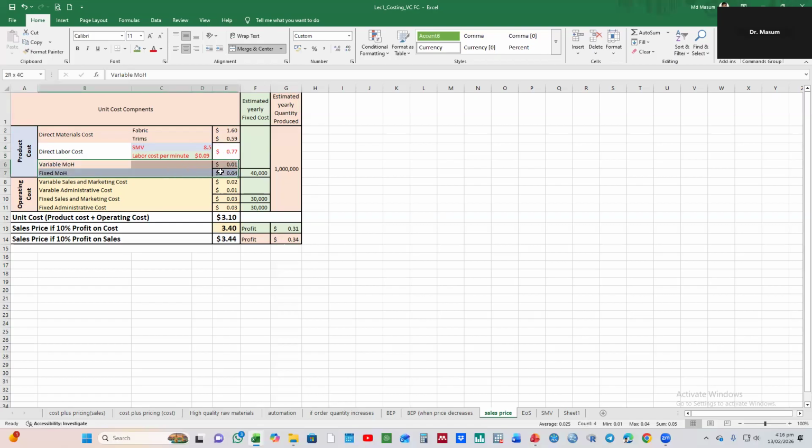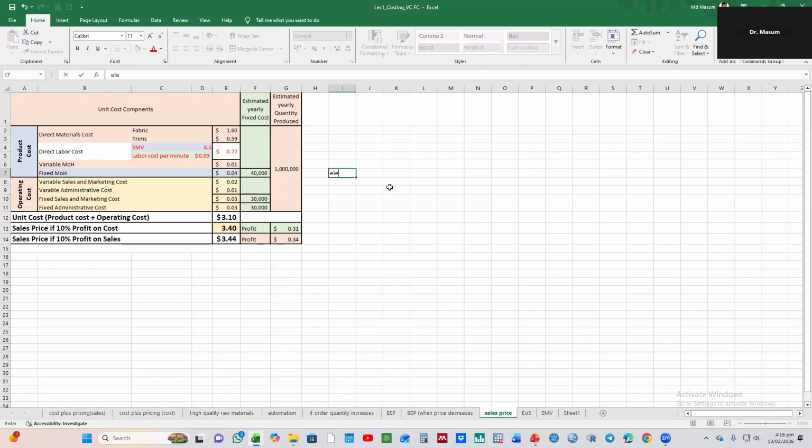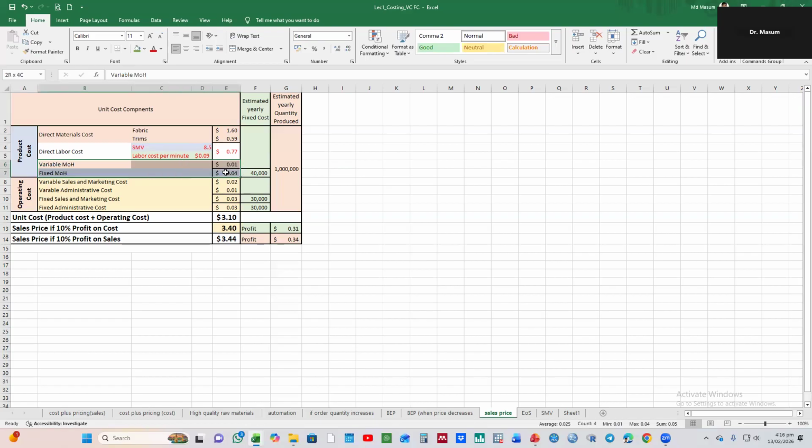And manufacturing overhead includes, for example, depreciation, utility bill, etc. So your manufacturing overhead cost here is 0.05, and 0.01 is variable. What is variable manufacturing cost? Electricity bill. If production is there, electricity will be there. That's why it is variable cost. So you can think of the variable overhead and fixed overhead.